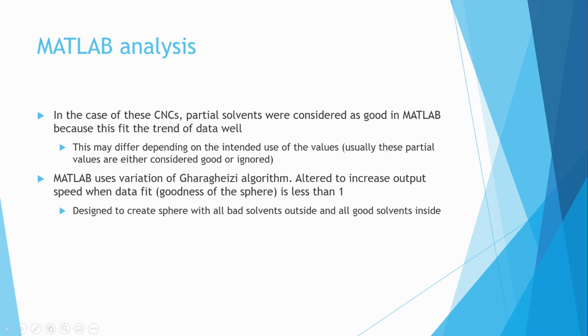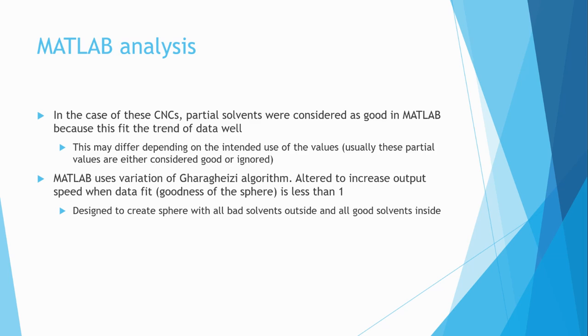So next, we will take this Excel data and plug it into a Matlab algorithm in order to calculate an HSP sphere for the nanoparticle in question. So in the case of CNCs, partial solvents were considered good because these partial solvents fit into the calculated sphere quite well, as with other good solvents. However, in some cases, you may want to ignore partial solvents and simply not include them in your Matlab calculation. It all depends on your preferences and how largely these different rankings affect the sphere.